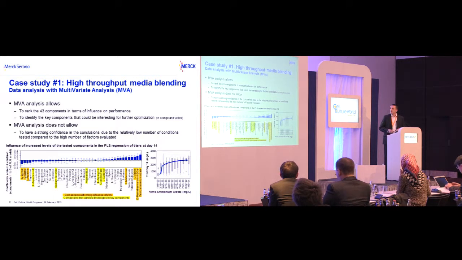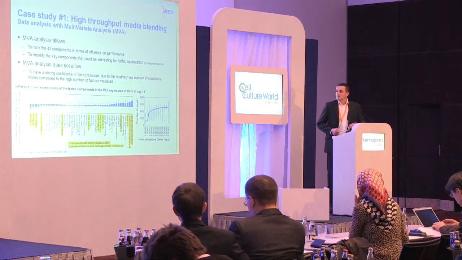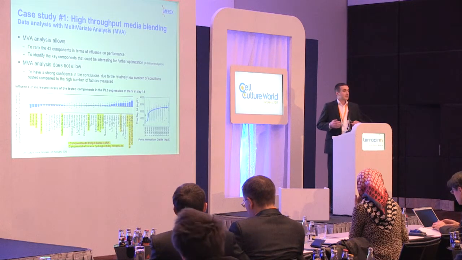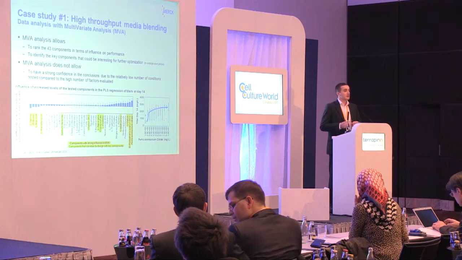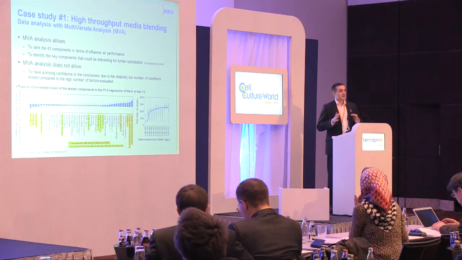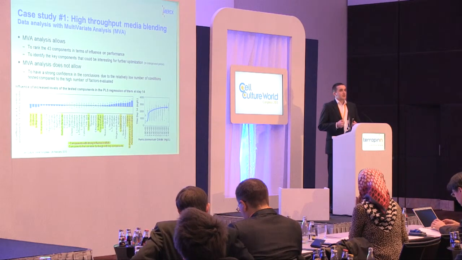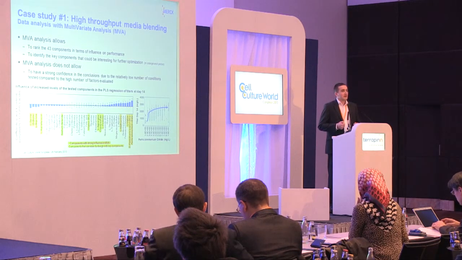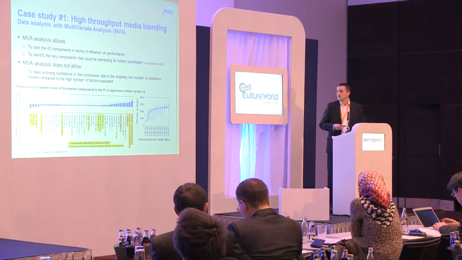Here, I looked at the correlation between components, and it appears that some components in yellow were very correlated with some components in orange. So, highlighting these 13 components, we have a list of components that certainly require further optimization to obtain the best performance.